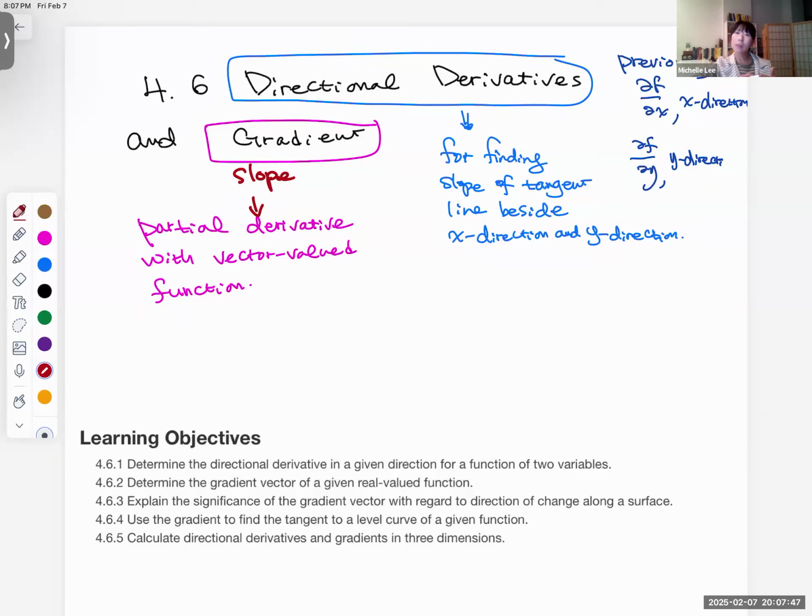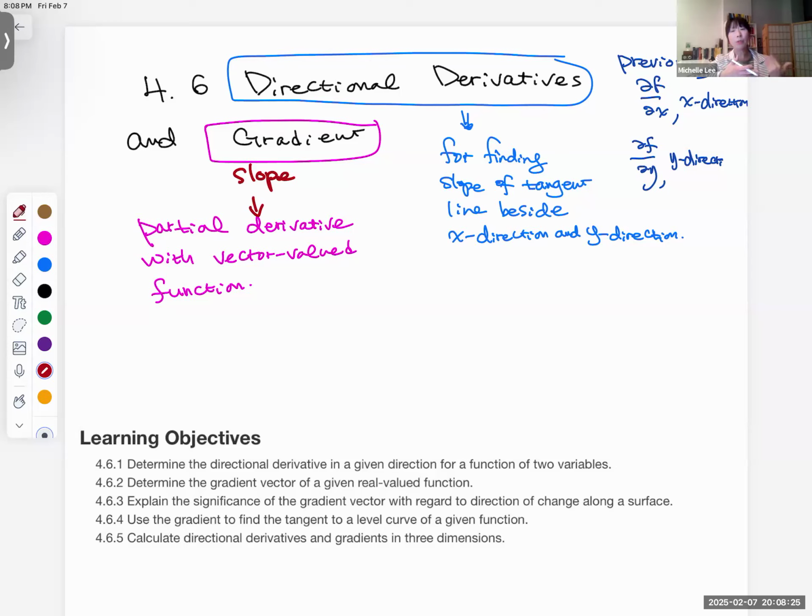parallel with the x-axis. That's the x direction. We want to find the slope parallel to the y direction, the y-axis, then that's the y direction, right? That's why we treat y as a constant when we take the partial derivative with respect to x, right? And then we treat x as a constant when we take the partial derivative with respect to y, right? Okay, now what if we have another direction?